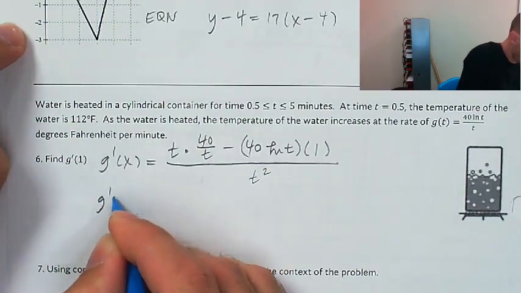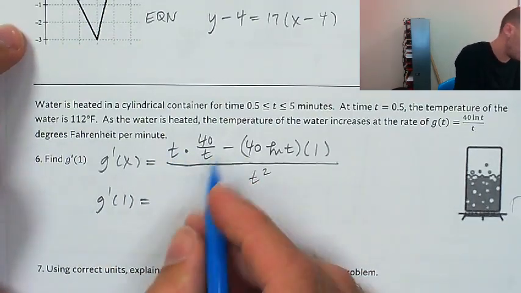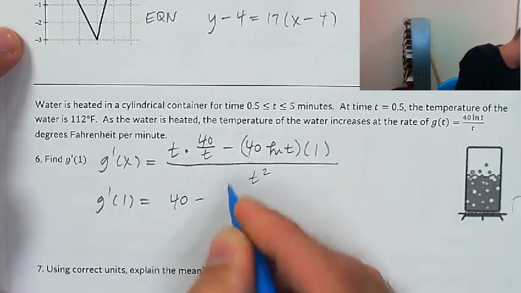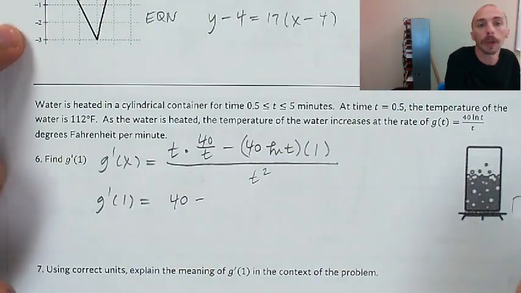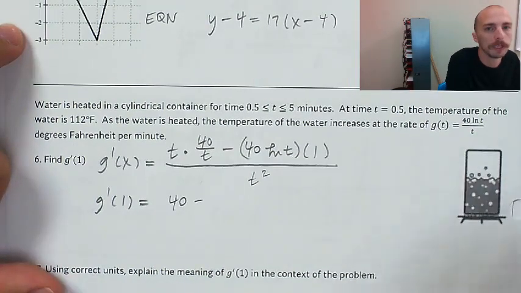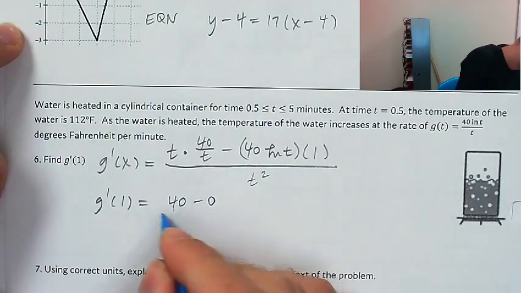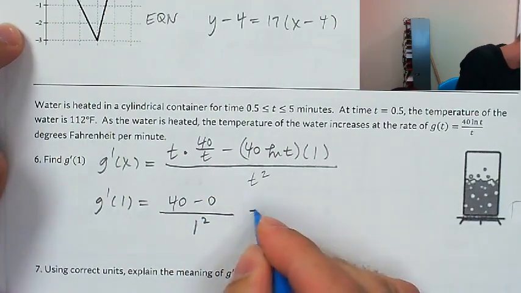So g prime of 1 is going to be, okay, when I plug in 1 here, I'm just going to get 40 minus 40 log of 1. Oh, okay, log of 1, I need you to know what that is. It's the special exponent you put on e to get 1. So that's going to be 0. So 40 times 0 would be 0. 40 minus 0 divided by 1 squared, that's just going to be 40.